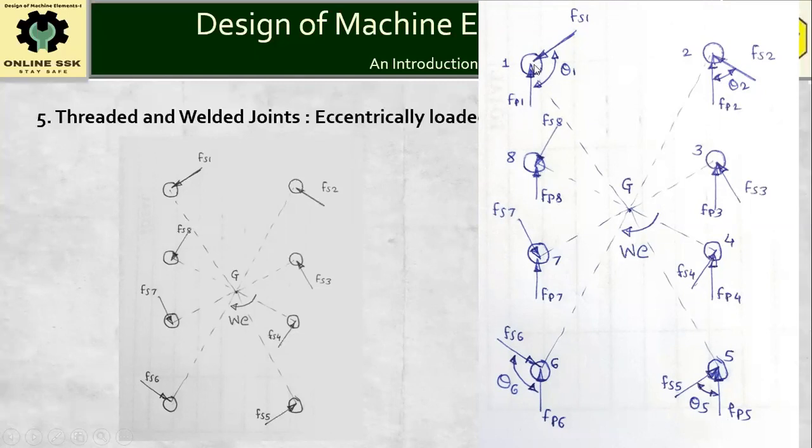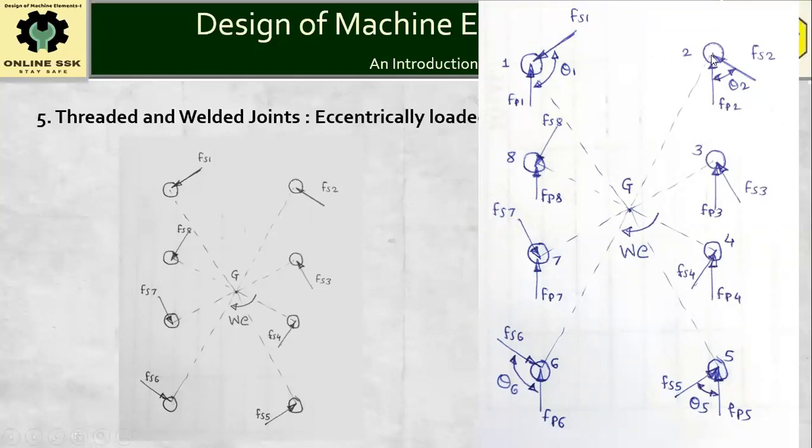So one of the bolt numbers 1, 2, 5 and 6 will be critically loaded. Now which one is critically loaded amongst these four? For deciding that, we have to apply the second consideration, that the bolt having lesser value of theta, where theta is the angle between primary and secondary force, will be critically loaded. Now here one can note that theta 2 and theta 5 are obviously lesser than theta 1 and theta 6. So either bolt number 2 or bolt number 5 will be the critically loaded bolt.